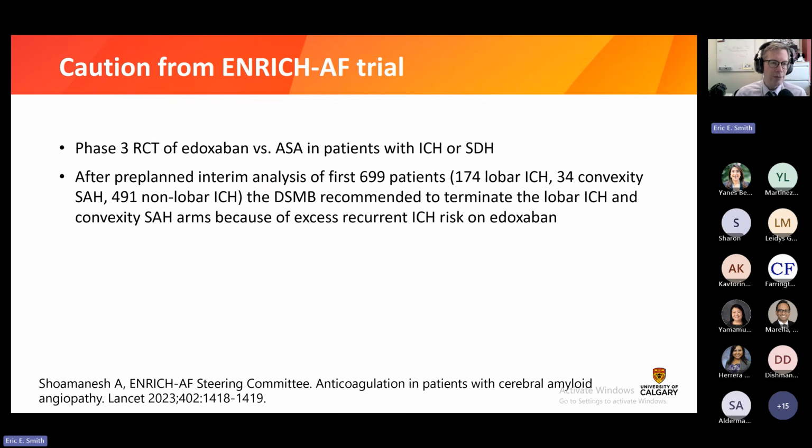But the ENRICH AF trial, which is ongoing, and results will be reported in, I think, a year or two, stopped the lobar ICH arm early because of a safety signal from the DSMB. And we have limited information other than this was announced in a letter to the Lancet, but the lobar ICH arm was terminated in ENRICH AF, suggesting that edoxaban may be less safe than aspirin in that group. So to me, that makes me reluctant to start anticoagulation in someone with a history of lobar ICH.